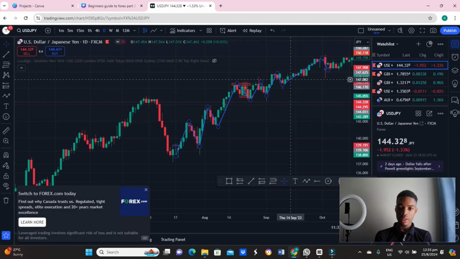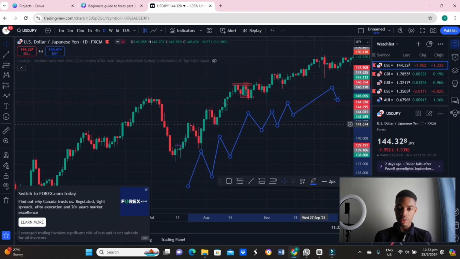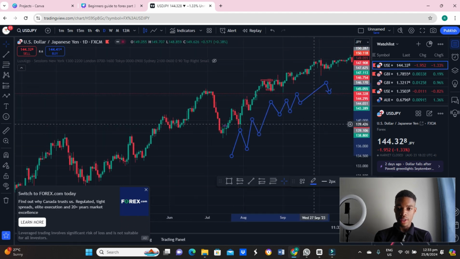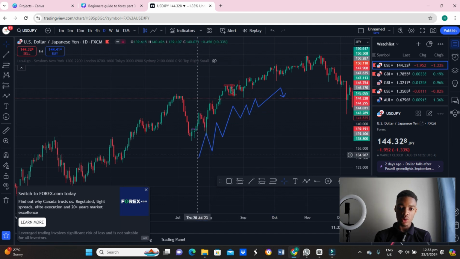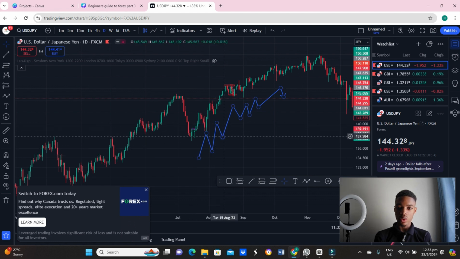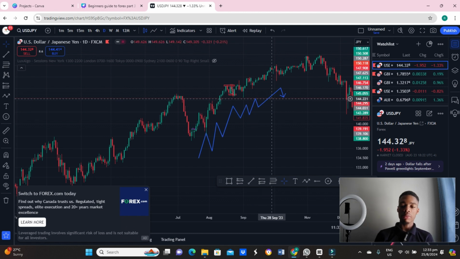Okay, let's isolate that from the charts. Now it's not going to look perfect, but what you should be able to identify is price creating the higher highs and higher lows. So here's our higher high, here's our higher low, here's our higher high, here's our higher low, and it continuously goes up. Essentially what you want to see is price getting higher and higher each time, and based on this you can make a decision.